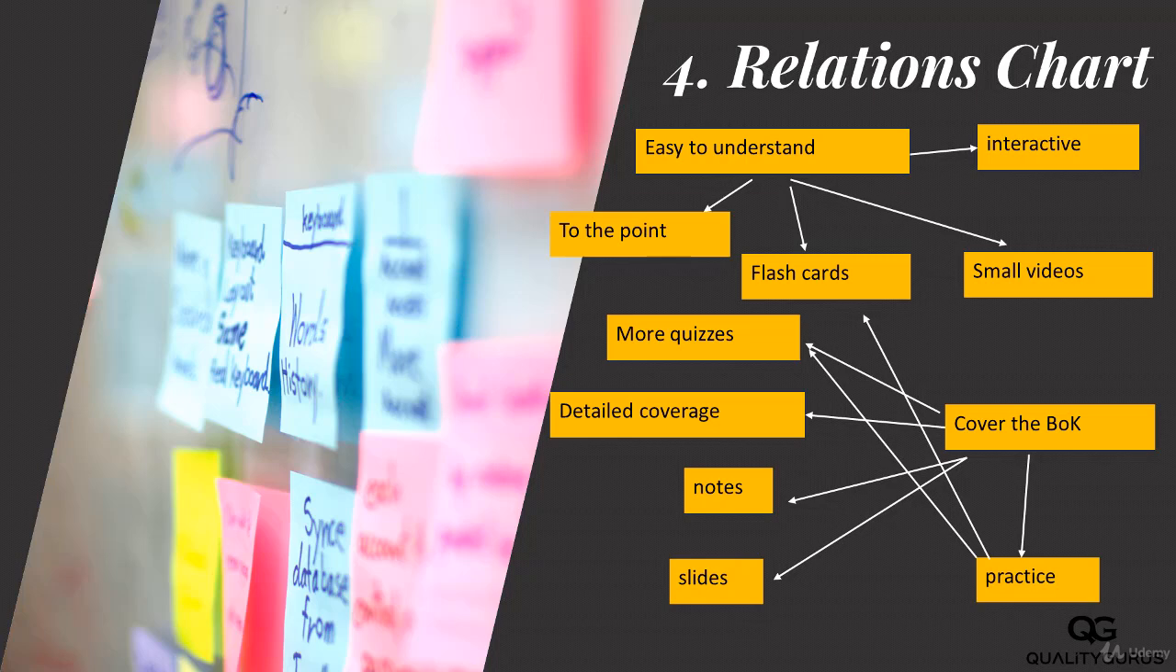Now we have made this chart. What we see is what the ideas are from where most of the arrows are going out, and what the ideas are where most of the arrows are coming in. So if you look at that, easy to understand is one idea from where most of the arrows are going out, and similarly covering the body of knowledge. So basically looking at that, I can understand that these are the two main concepts I need to focus on, that whatever course I produce should be covering the full body of knowledge and should be easy to understand. So that's how I used the relations chart to improve the quality of my online course.